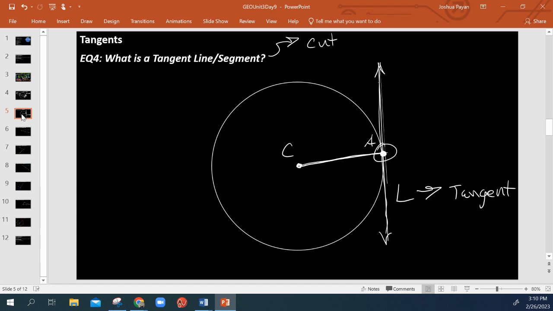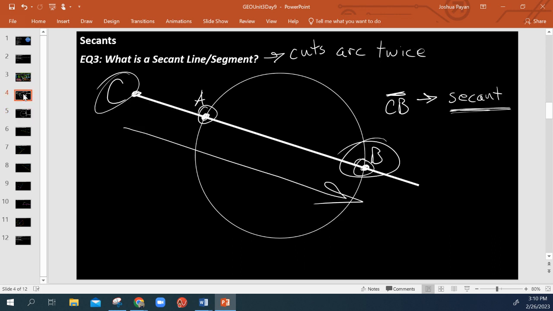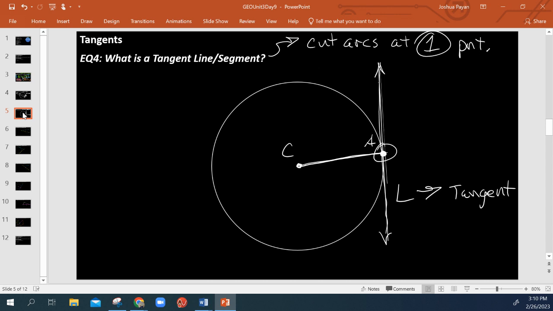It cuts the circle at precisely 1 point. So tangent lines or tangent segments cut the circle at one single point. Secants cut twice, at 2 points. Tangents cut at one single point. Another example of a tangent segment, it passes through this point here, and you'll understand when we talk about the theorems why I always draw a radius before I do a tangent segment.